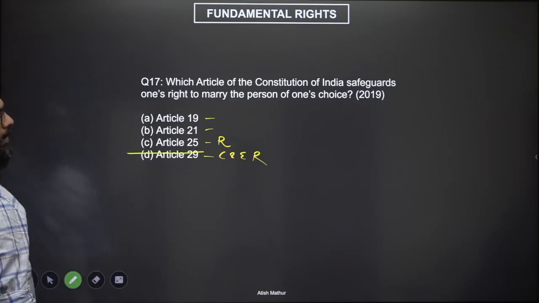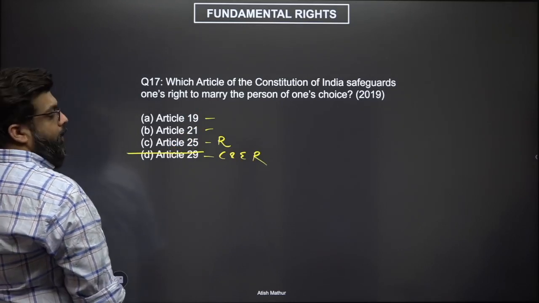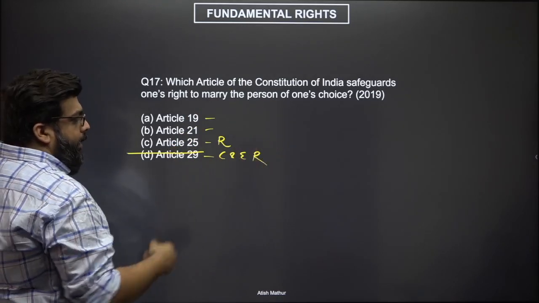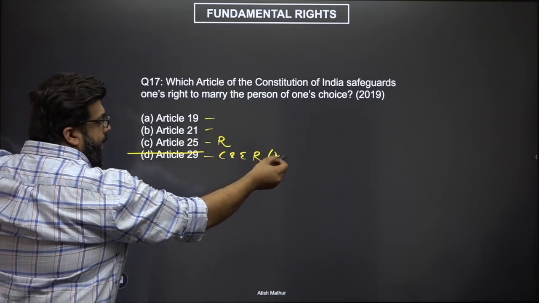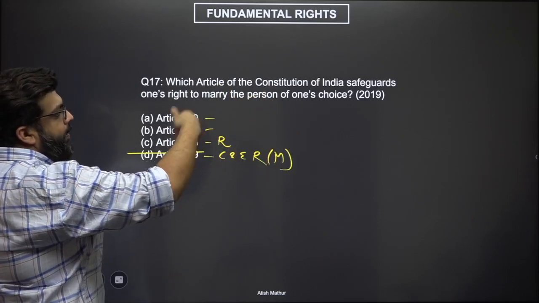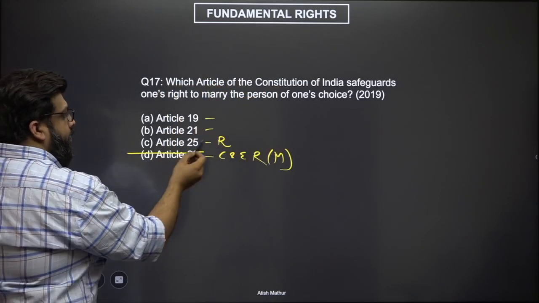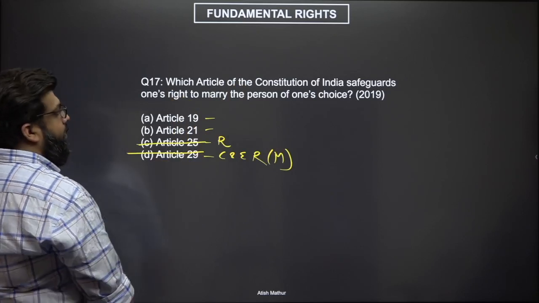Definitely not Article 29, because marriage has nothing to do with cultural and educational rights, this is largely for minorities, and we're talking about marriage of anybody. This means we're also talking about marriage of anybody, whether they are following a religious custom or not. So there you go, 25 is out.